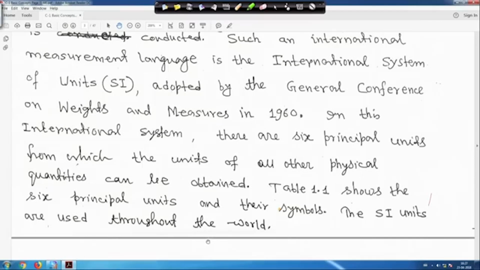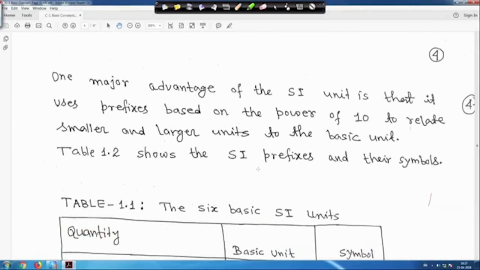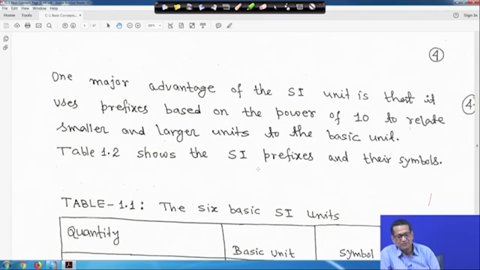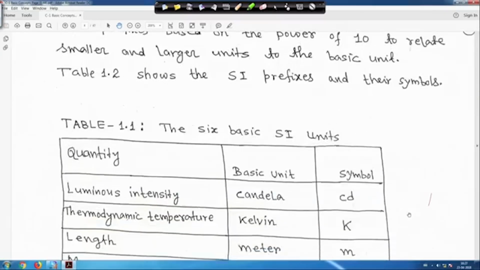The SI units are used throughout the world. One major advantage of the SI unit is that it uses prefixes based on powers of 10 to relate smaller and larger units to the basic units. Table 1.2 shows SI prefixes and their symbols, and we will come to that. First, these 6 basic SI units.